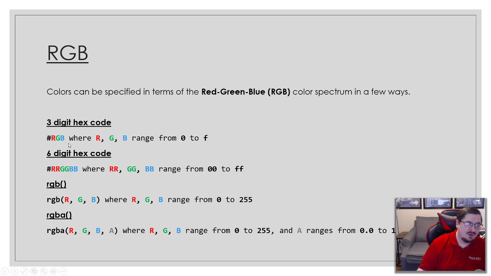I can also specify it as a 6-digit code. So here they go from 00 to FF, the groupings. The 3-digit shorthand is basically just duplicating those digits. So if I say ABC, that's short for AA, BB, CC. It's just doubling up the digit.